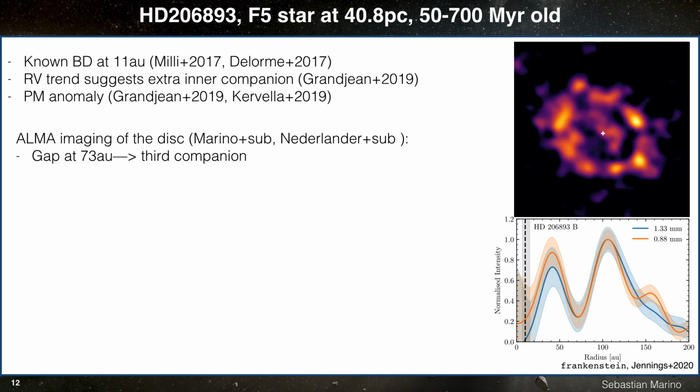We imaged this disk with ALMA, and you can see the image on the top right. Maybe it's a bit blobby, but you can see that there is a decrement of emission between the star at the center and the bright ring further out. But if you look at the azimuthally averaged profile, shown here on the bottom right, you see that the disk emission peaks at about 40 AU, and then there is a gap at about 70 AU. We find that the width of this gap is consistent with a planet mass of 0.4 Jupiter masses up to something like 4 Jupiter masses.